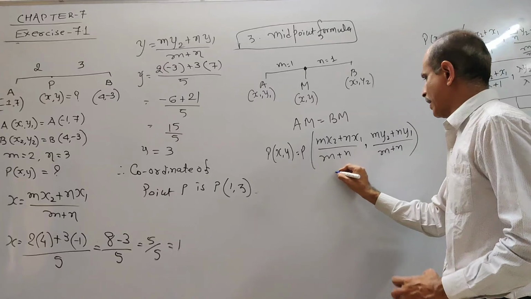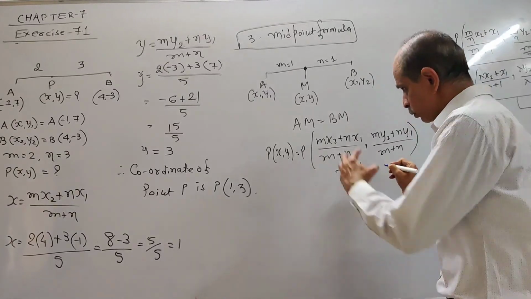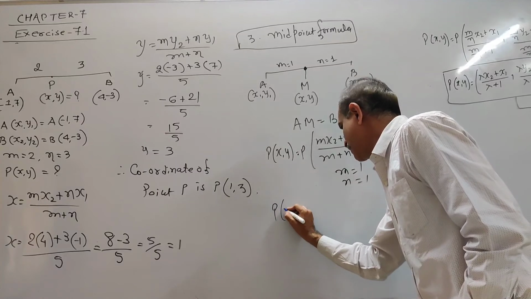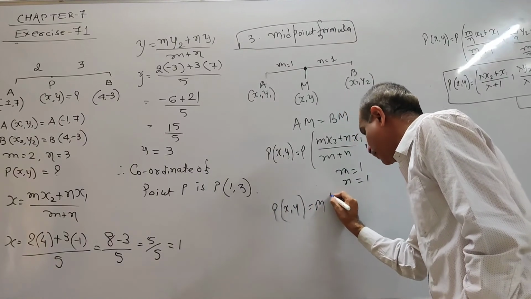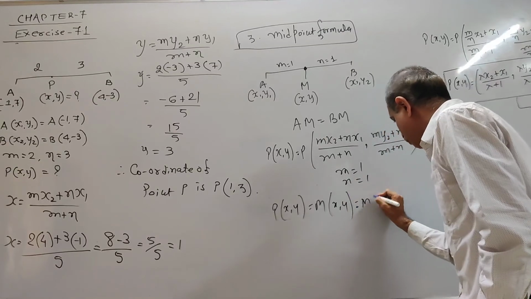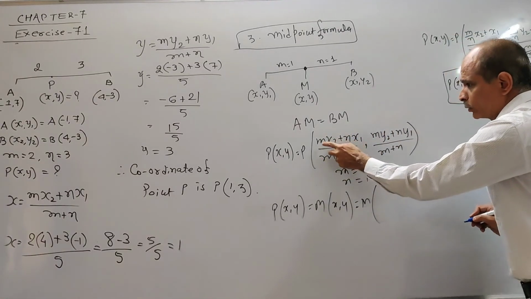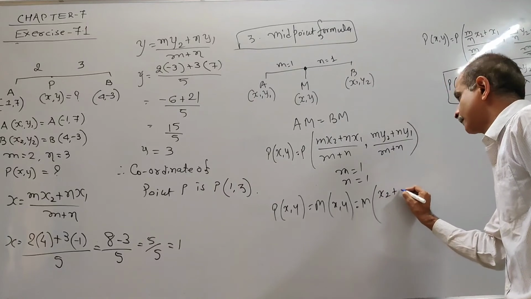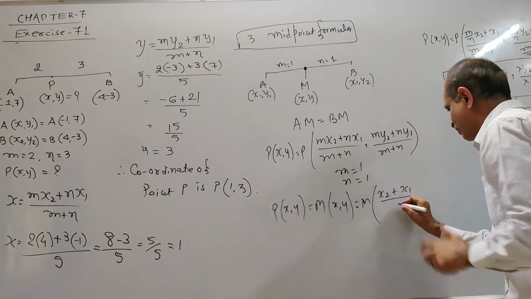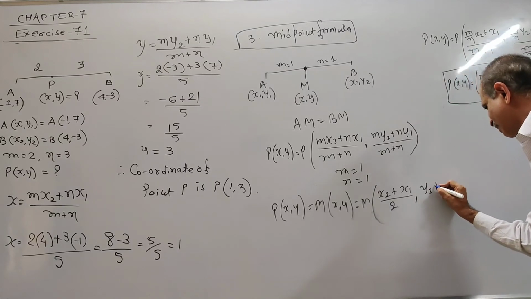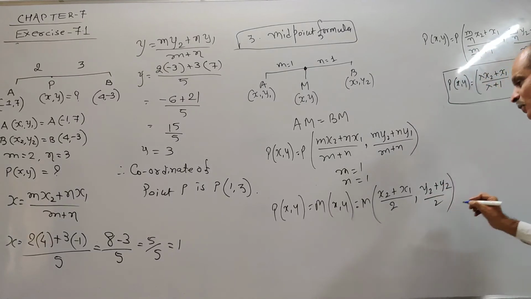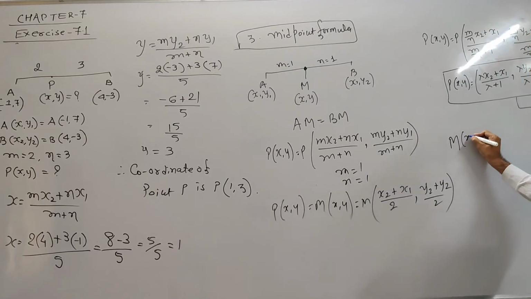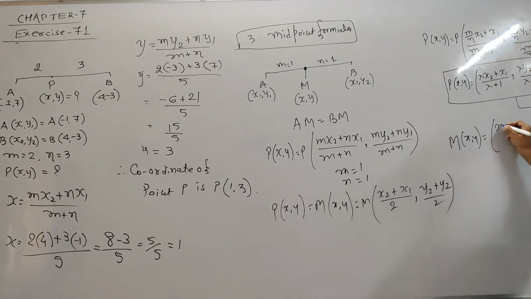Now write the value of m is equal to 1, n is equal to 1 in this formula. So P(x, y), you can write midpoint M(x, y) is equal to, when you write m and n equal to 1, x2 plus x1 upon 1 plus 1 means 2, and here you can write y1 plus y2 by 2. So the midpoint formula M(x, y) is equal to ((x1 plus x2) by 2, comma (y1 plus y2) by 2). So this is known as midpoint formula.